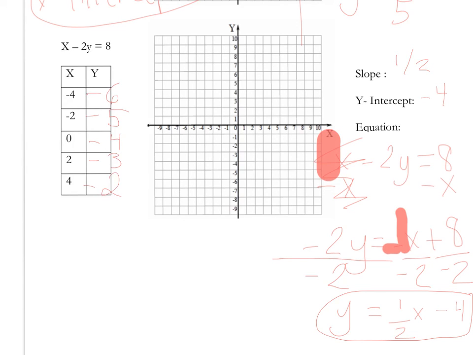Alright, so now we're going to graph it. Looking at our equation, our y-intercept is -4. My slope is 1 over 2, so I'm going to go up 1, to the right 2, and I'm going to keep on, and we're good to go.